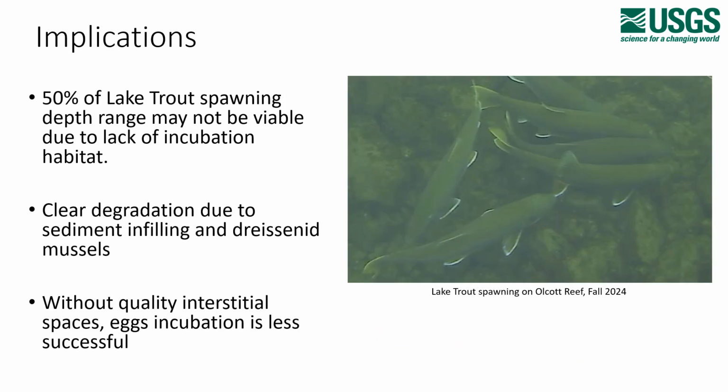So for the implications, as I had mentioned earlier, roughly 50% of that historic lake trout depth range of 4 to 15 meters likely isn't viable because of a lack of interstitial spaces. There was a clear degradation due to sediment infilling by silt, as well as the presence of live and dead dreissenid mussels. And without these quality interstitial spaces, egg incubation is less successful, meaning spawning overall is less successful.